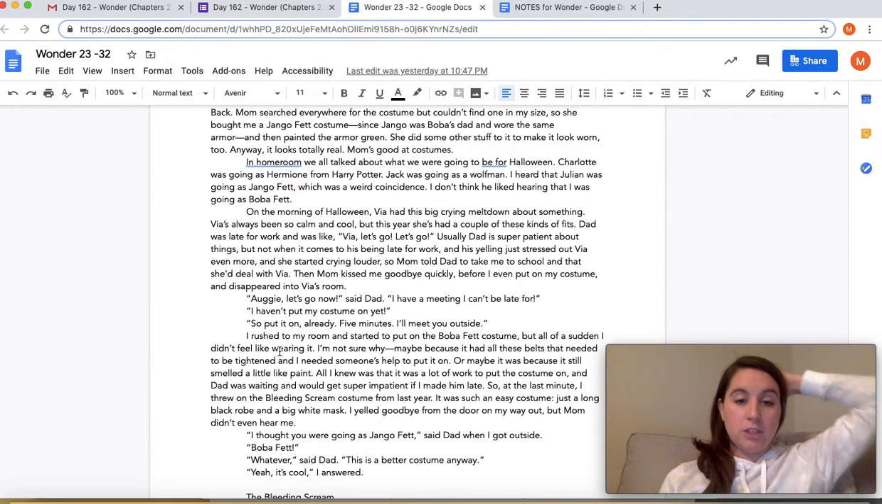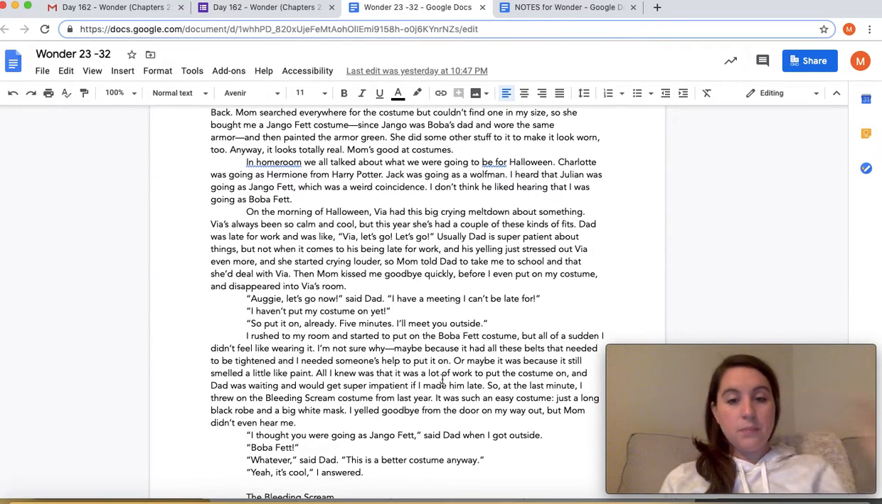I rushed to the room and started to put on my Boba Fett costume. But all of a sudden, I didn't feel like wearing it. I'm not sure why. Maybe because it had all these belts that needed to be tightened and I needed someone's help to put it on. Or maybe because it still smelled like paint. All I knew was that it was a lot of work to put the costume on and Dad was waiting and would get super impatient if I made him late. So at the last minute, I threw on my Bleeding Scream costume from last year. It was such an easy costume, a long black robe and a big white mask. I yelled goodbye out the door on my way out, but Mom didn't even hear me.